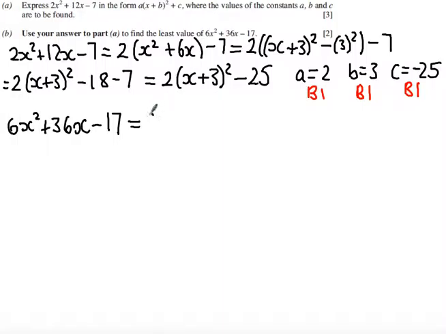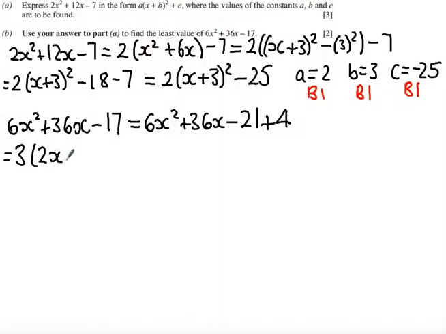So we're going to rewrite this slightly. I'm going to rewrite this as 6x squared plus 36x minus 21. Now I can't just change the value of this expression. I've made this minus 17 4 less. So if I write this then and add 4 at the end, minus 21 plus 4 gives us this minus 17. The reason I do that is because now I can write this expression as 3 lots of 2x squared plus 12x minus 7.